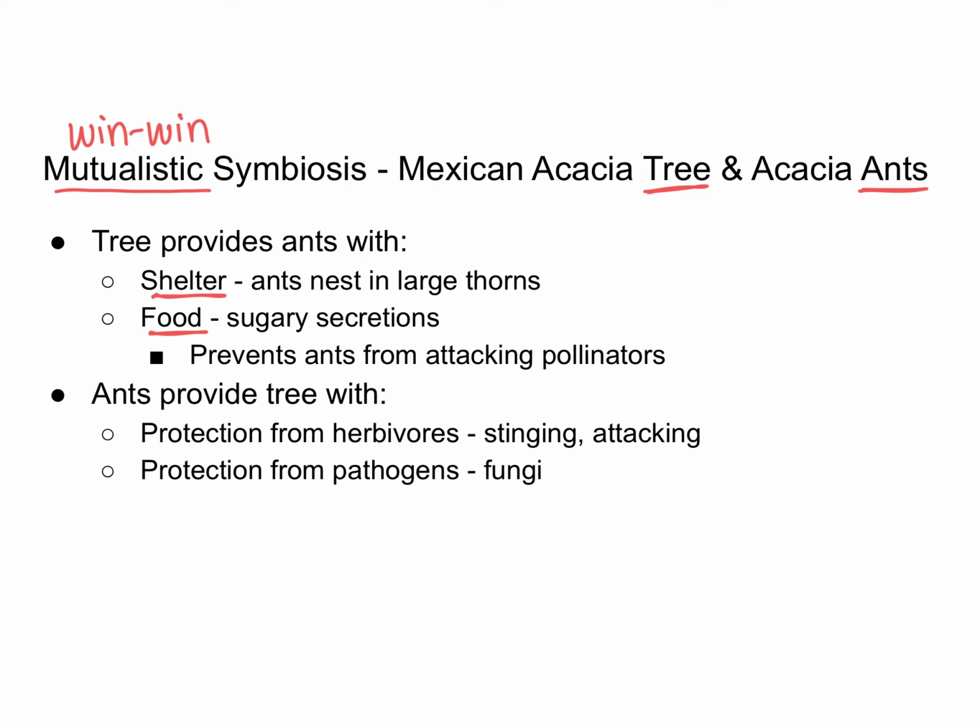The ants in return provide the tree with protection. So protection from herbivores. And so if you've ever been stung by an ant, you know that it is not pleasant. And so they can actually sting and attack different herbivores that are coming to try to eat off the tree. It also helps to protect from pathogens. So things like fungi, the ants can actually eat the fungi and break it down and prevent it from becoming pathogenic or dangerous to the tree.